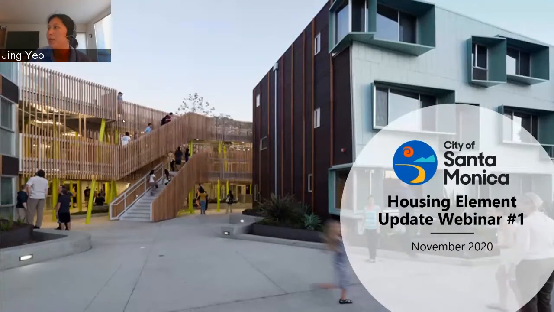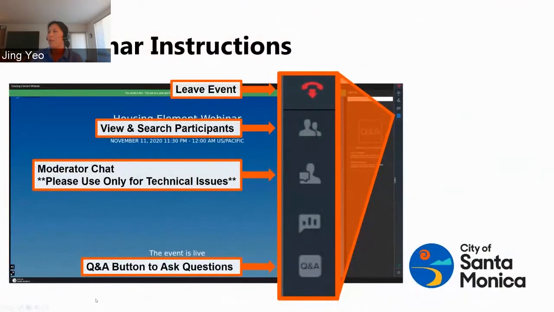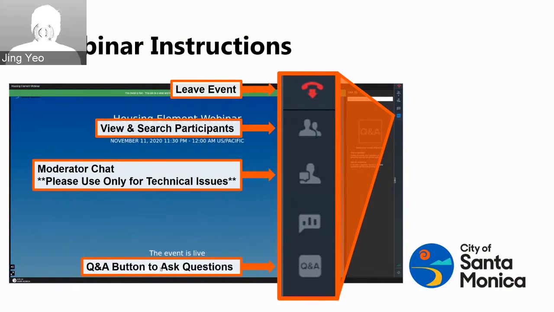So before we begin, I just wanted to go through a couple of housekeeping issues. I want to go over how to use some of the functions you're seeing on your screen. Here you'll see on the right-hand side, there's a series of icons, and just zoom in here, you can see the top button looks like a phone that's hanging up. If you click on that, you will be leaving the event. You can view and search participants. And then there's a button for the moderator chat.